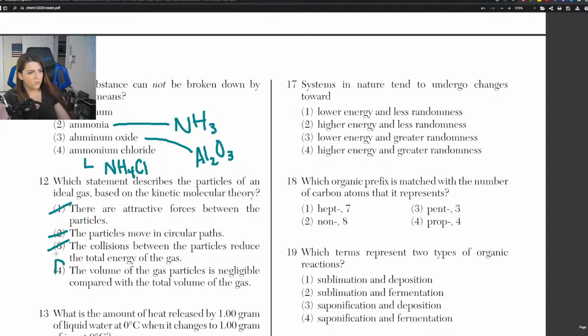So that leaves us with number 4, which is the correct answer. The volume of gas particles themselves we ignore because gases take up their entire container. So we just count the container as the volume of the gas.